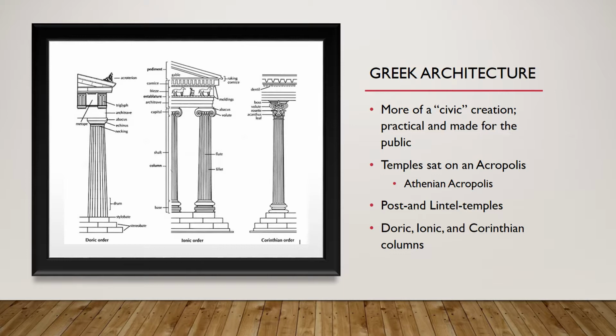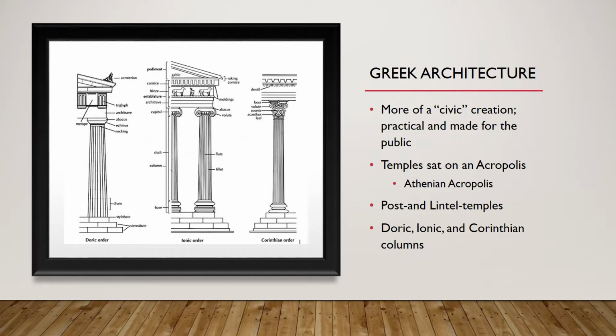public for the public's needs, such as temples for religious reasons, or maybe the Acropolis at Athena for democratic gatherings. They used post and lintel temples, which means that they had one column or a few columns and a lintel or a board resting on top, and that was the foundation for the roof to be held up.